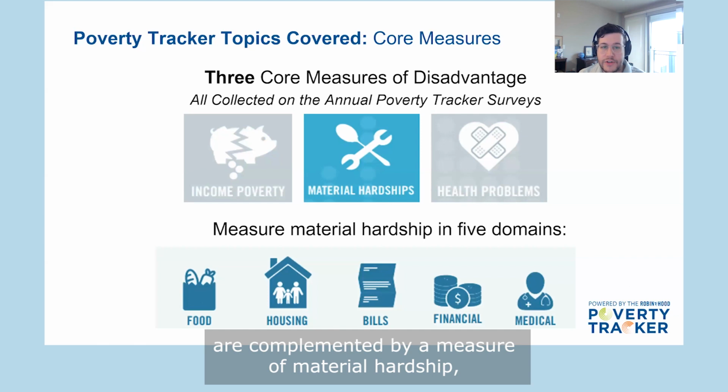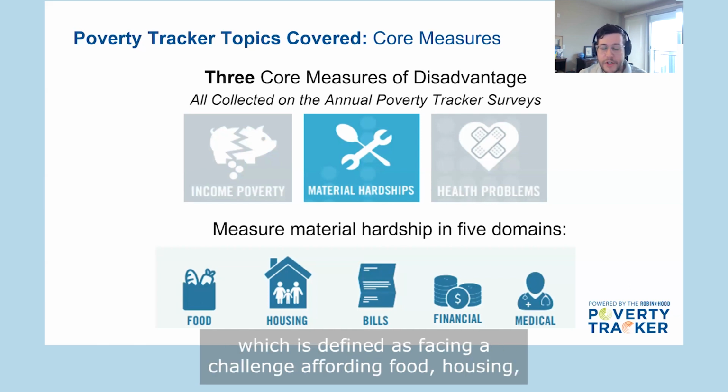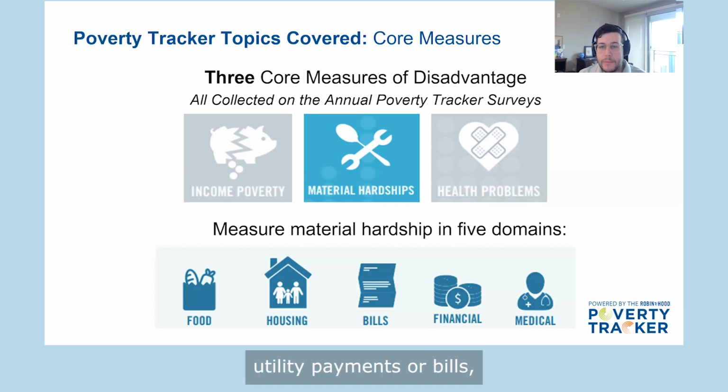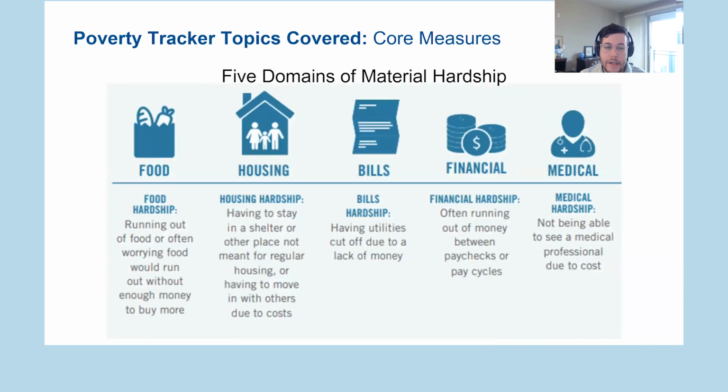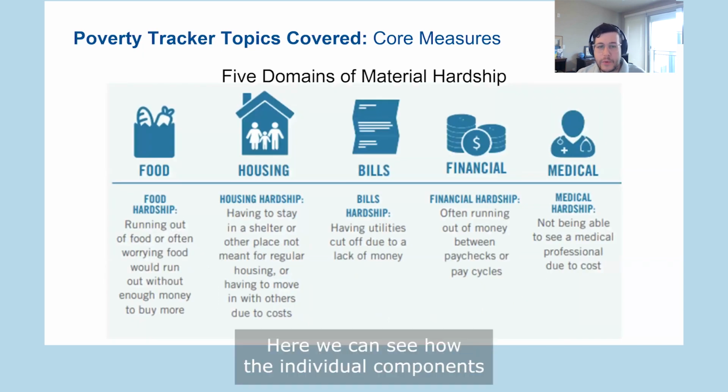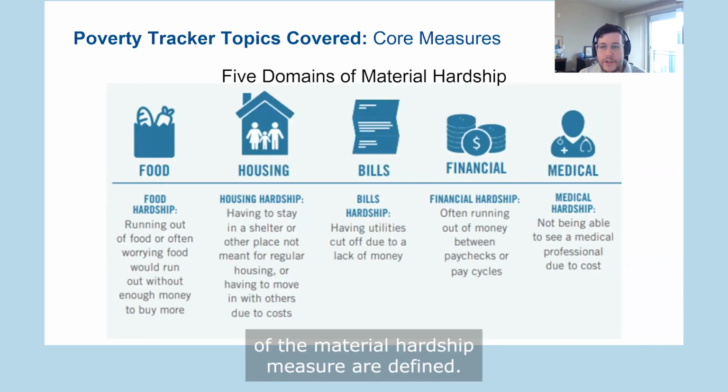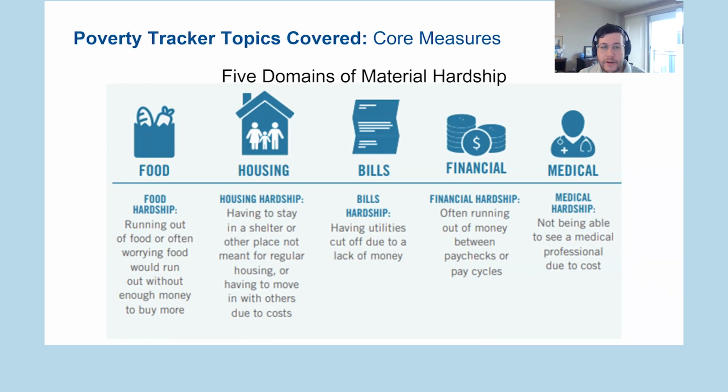The poverty measures in the data are complemented by a measure of material hardship, which is defined as facing a challenge affording food, housing, utility payments, which are bills, a financial hardship, which is not having enough money on a regular basis, and medical care. So I'll go more into these and how they're measured in the next slide. So here we can see how the individual components of the material hardship measure are defined.